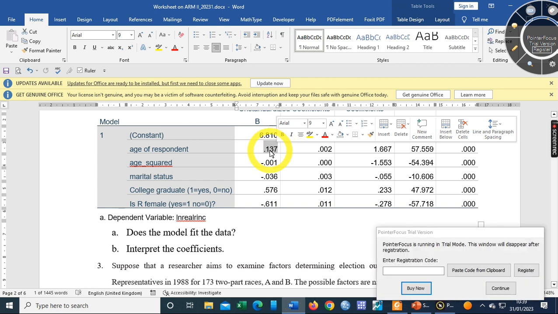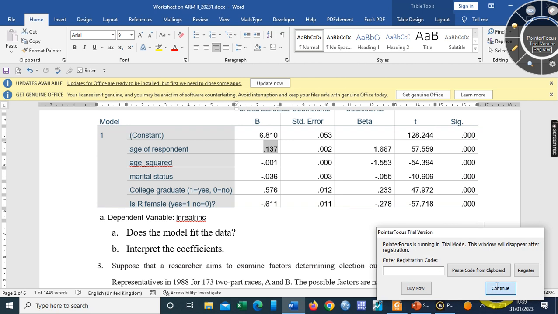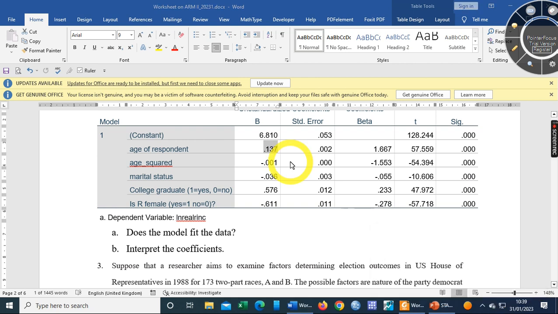When you multiply this coefficient by 100, it gives you 13.7. This implies that when age increases by 1 year, real income increases by 13.7% on average, keeping other variables constant.